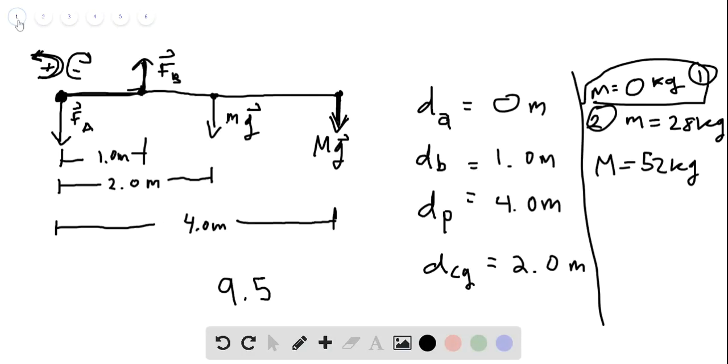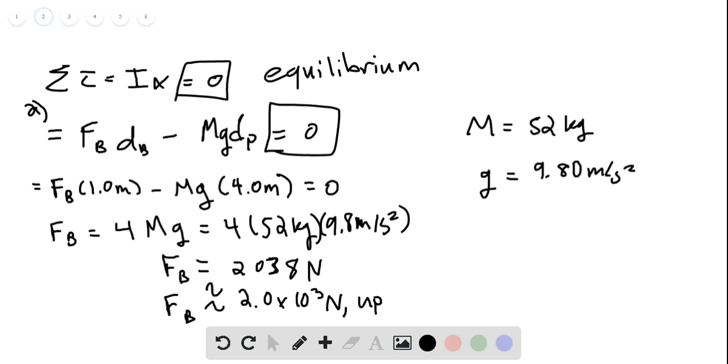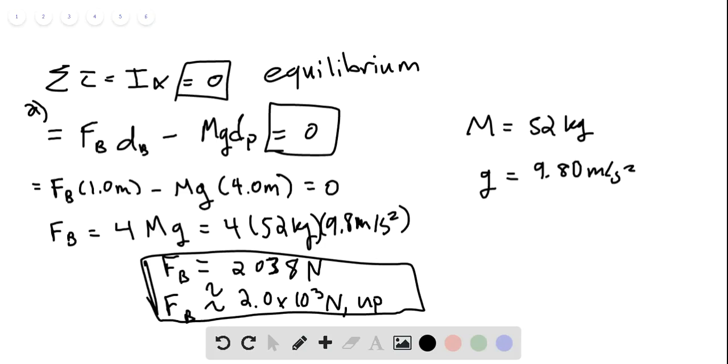Because the diving board is not moving at that moment, we're allowed to say this is equal to 0, and then we can solve for the B force. And so it turns out, if you multiply everything through your algebra, you get about 2,000 newtons upwards.